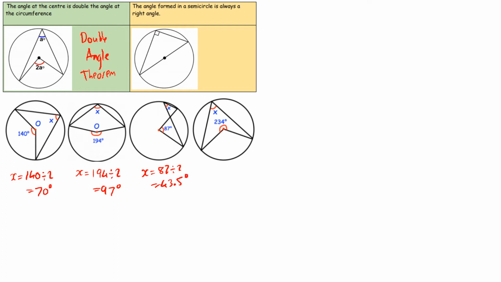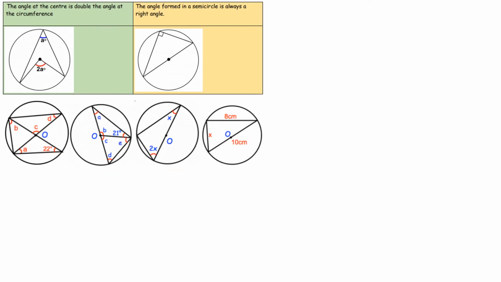Lastly, you can have something like this. It would be wrong to say x is half of 234. It's actually half of this angle here, so we'd have to take that away from 360 to get 126. And then x is 126 divided by 2. X is 63 degrees. Okay, let's keep going.